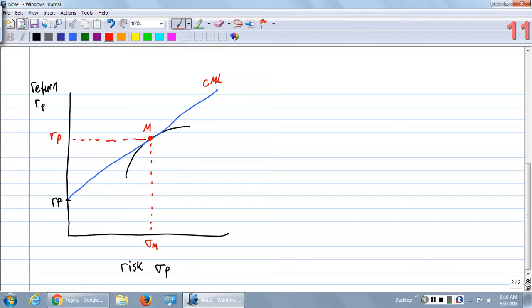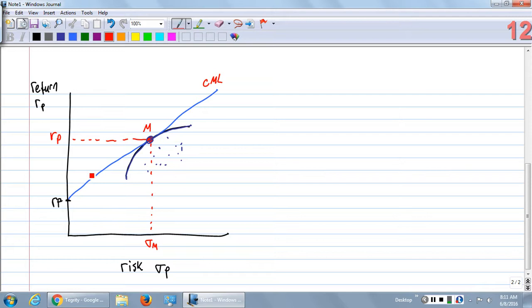Okay. So since we have identified, think back to how we got here. We first looked at all of the possible combinations of all the risky assets. Out of all of those risky assets, we found the ones that were most efficient, and we created the efficient frontier. And out of the ones that were the most efficient, we found the most efficient, the mother of all efficient portfolios, and that's portfolio M. So as long as we hold the market portfolio, we are investing in the optimal risky portfolio.